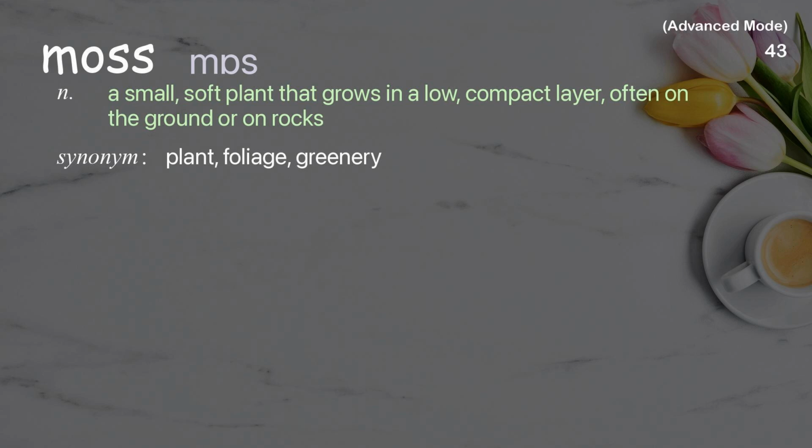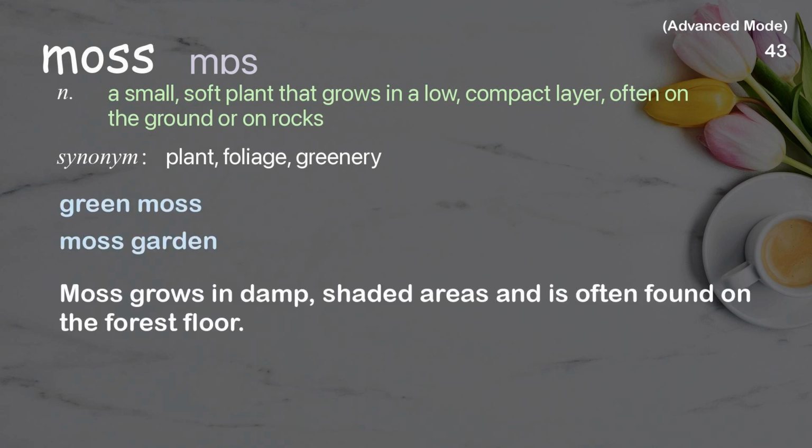Moss. A small, soft plant that grows in a low, compact layer, often on the ground or on rocks. Examples: Green moss. Moss garden. Moss grows in damp, shaded areas and is often found on the forest floor.